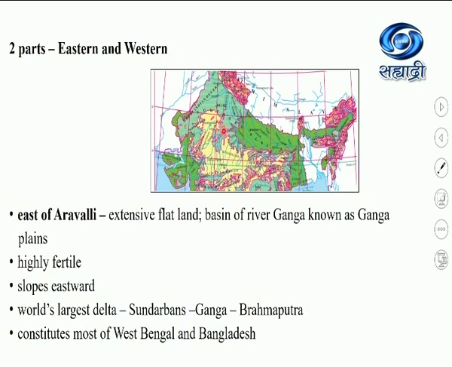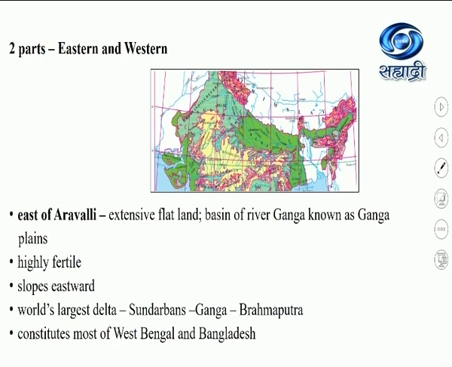So towards the east of the Aravalli mountain ranges is the northern Ganga Plain region, again a flat land. Now this region is highly fertile. Why is it fertile? Because river Ganga and many of its tributaries drain through this region, bringing all the sediments and depositing them in this flat land, making it a fertile region.